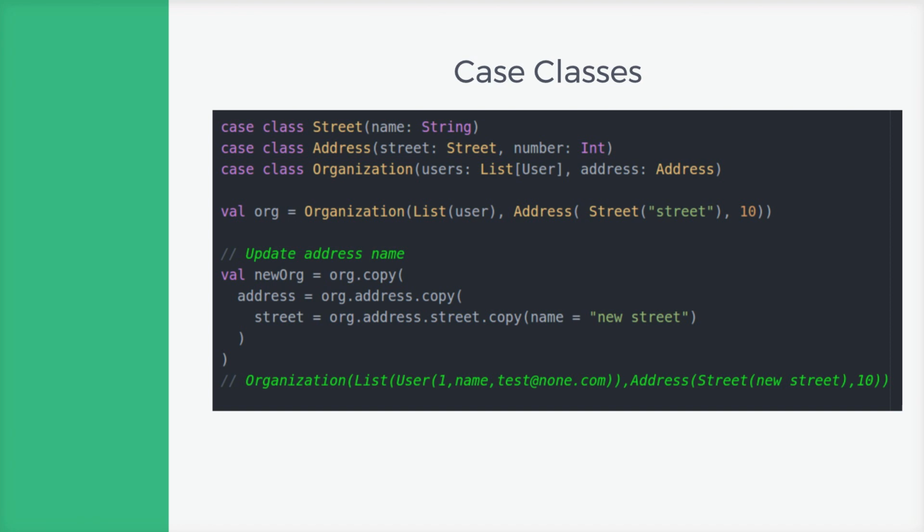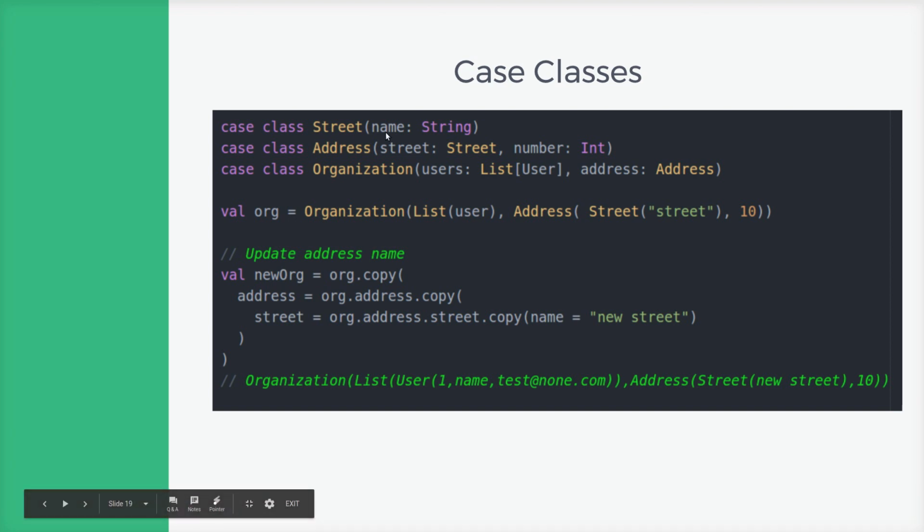Suppose that you have a more realistic example. You have an organization that has a list of users that belong to it. It also contains an address, the address of the organization, and the address contains a street and a number in order to identify it. This is dummy, but it works for the educational purposes of this presentation. We have a case class called Street that only has one attribute called name.